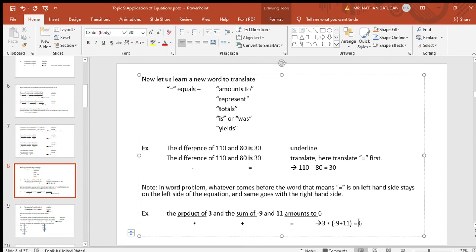And now the product of 3 and negative 9 plus 11 is going to be 3 times parentheses negative 9 plus 11 parentheses, which is equal to 6.